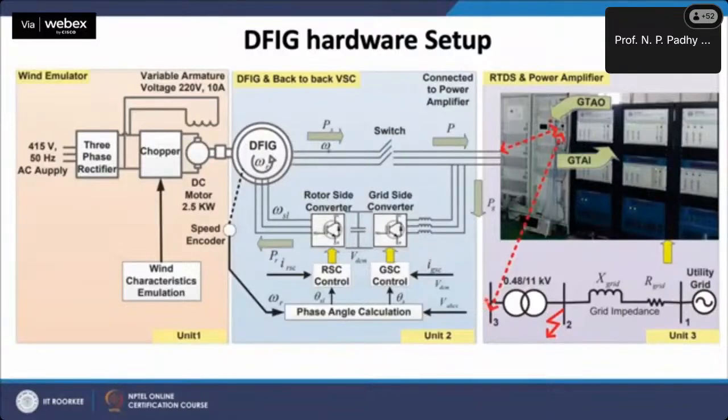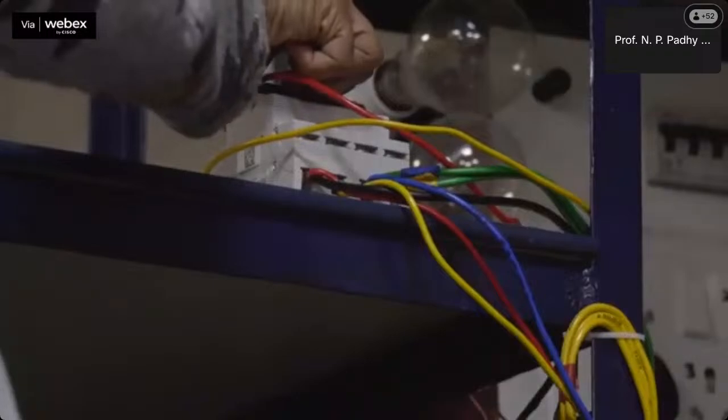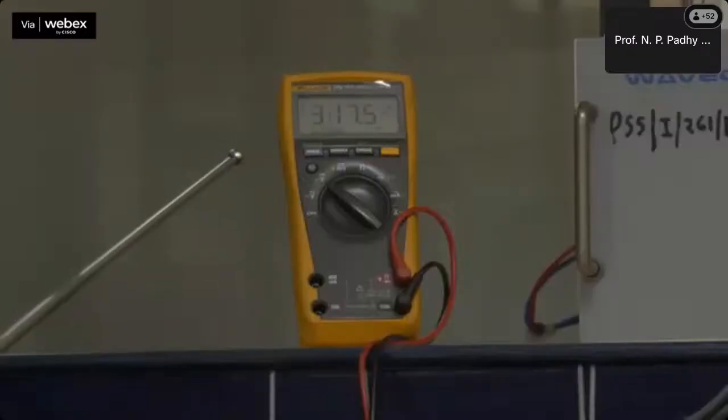The voltage generated at bus 3 of the network simulated in RTDS is scaled using the voltage gain and is applied to the DFIG wind system via the amplifier. The main and the rotor branch circuit breakers are switched on and the DC link is charged initially to 317 volt.